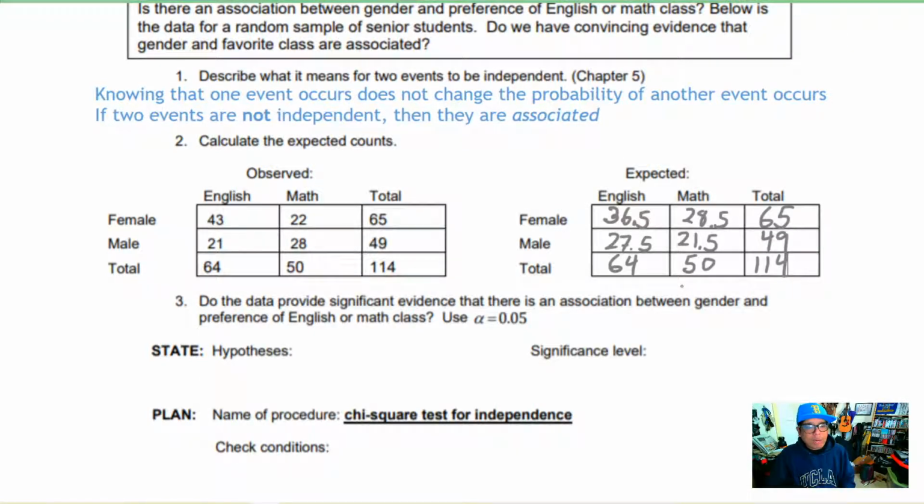Now that we have our expected matrix finished, things get a lot easier. I've already shown you a lot of the things that will make this easier. So question 3 is, do the data provide significant evidence that there is an association between gender preference and math class? Now remember, you need to memorize this phrase because this phrase says, do the 4-step plan. Okay? So let's do the 4-step plan.